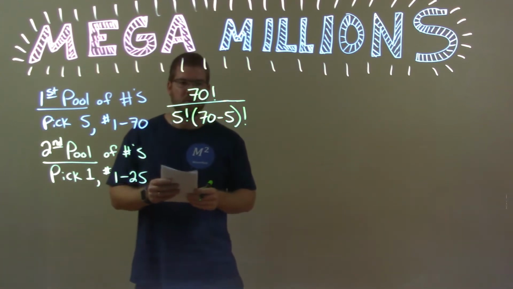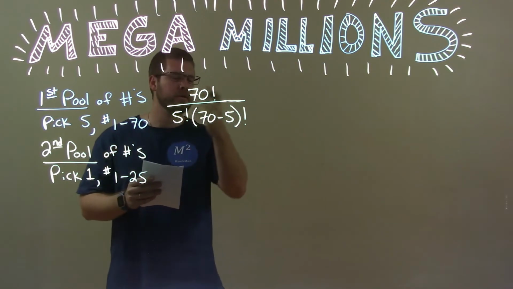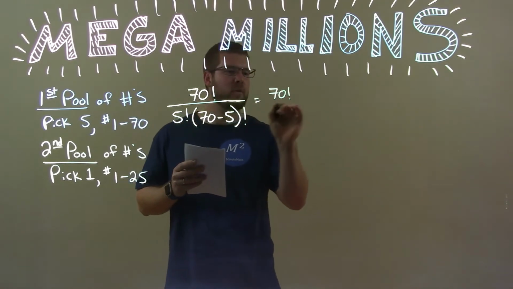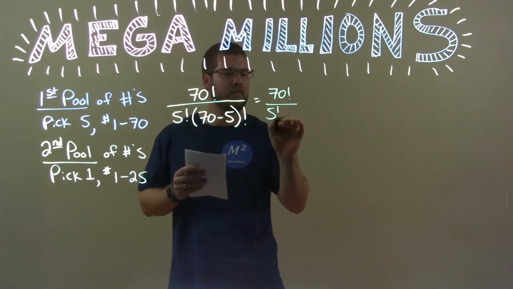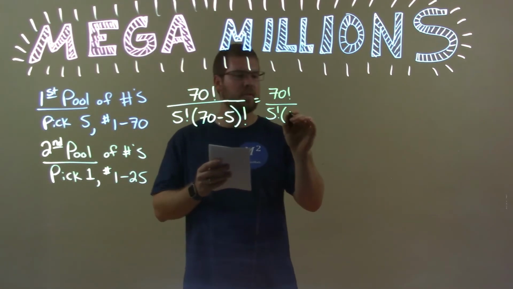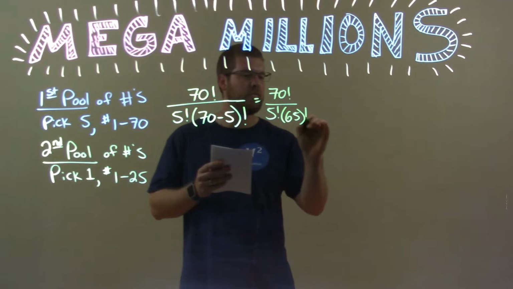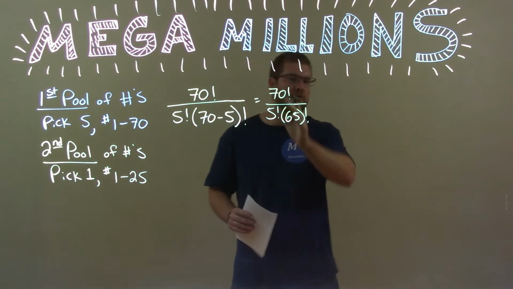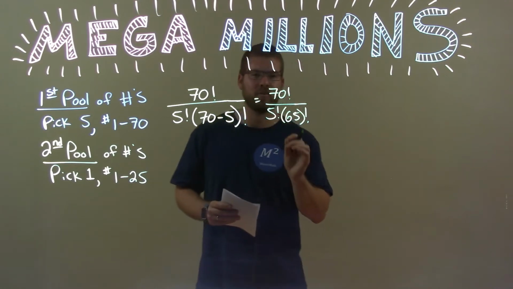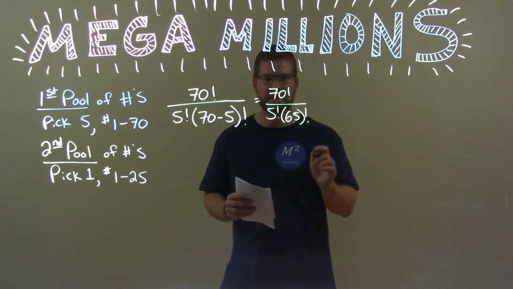Alright, well, this is kind of hard, and we can simplify this a little bit. We have 70 factorial over 5 factorial times, 70 minus 5 is 65. So we're simplifying this a little bit. So we have 65 factorial here. Now, if you try to type 70 factorial in your calculator, that's going to be hard. So let's go understand what 70 factorial means.